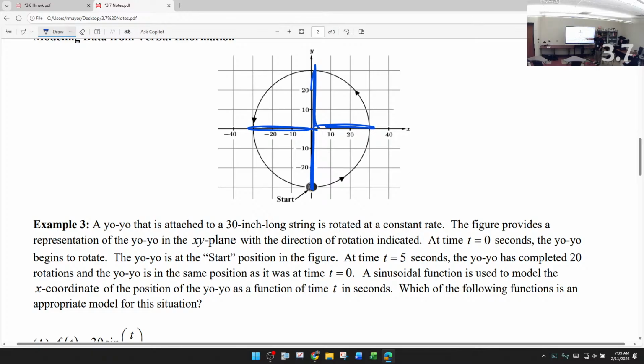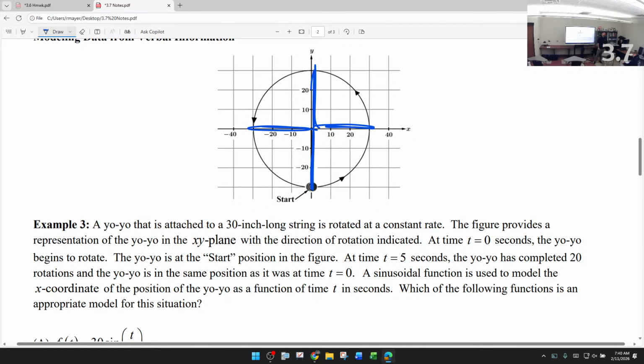The same position it was at time equal to 0. A sinusoidal function is used to model the x-coordinate of the position of the yo-yo as a function of time. Which of the following functions is an appropriate model for this situation?